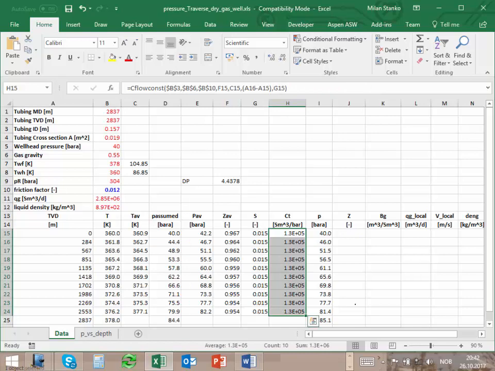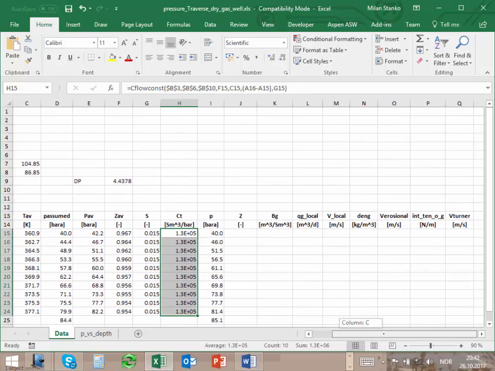You have a lot of things here, but the next step is that you have pressure at every point. You have temperature, so you can calculate the VG, and you can calculate the real gas velocity at every point. And when you have the real gas velocity, you can calculate the erosional velocity and the Turner velocity, and you can compare.